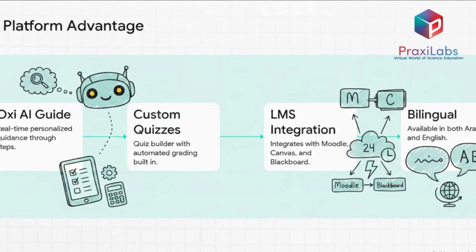And this brilliantly illustrates why this software is such a game changer for university administrators. The true power of this edtech isn't just the simulation itself, it's the entire support ecosystem built around it. Students get real-time, personalized guidance from an AI lab assistant named Oxy through each step of their experiment. Instructors can build custom quizzes with automated grading baked right in.